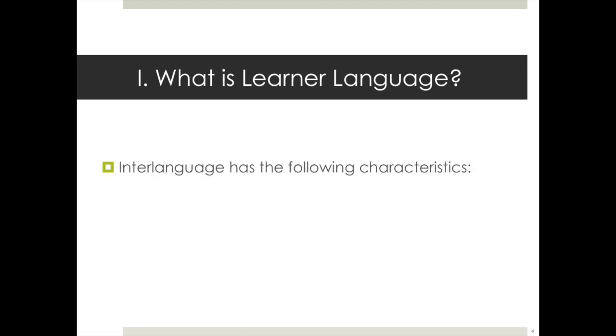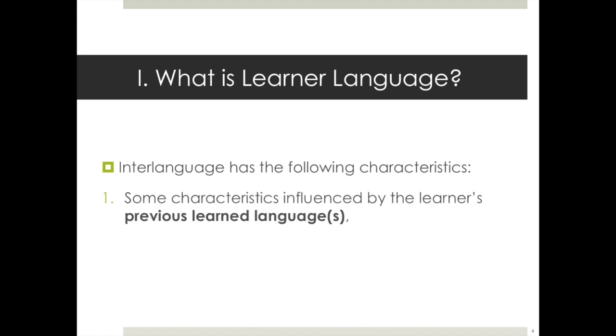Interlanguage has the following characteristics. First, one part of these characteristics is influenced by the learner's previously learned languages, meaning the first language and the second language. If they are learning a third language, for example, it's the first and the second language. All of these systems which are prior to the learning of the target language will influence, of course, learner language. Second, this learner language also has characteristics of the target language, of the second language, because it's an evolving system.